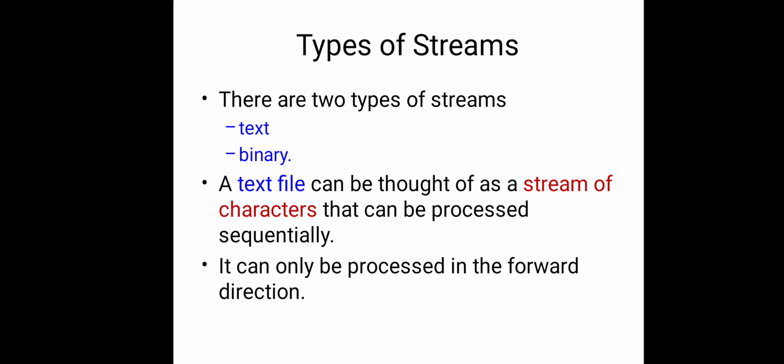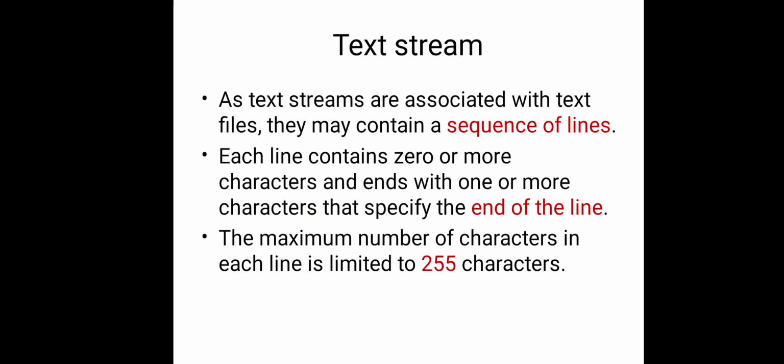There are two types of streams: text stream and binary stream. A text file can be thought of as a stream of characters. Any alphanumeric characters and special characters can be there. It is processed sequentially, not randomly. It can only be processed in the forward direction. So we start from the beginning of the file and move forward to process the complete file.